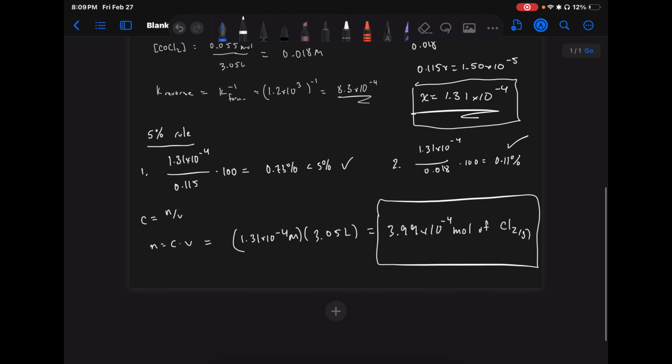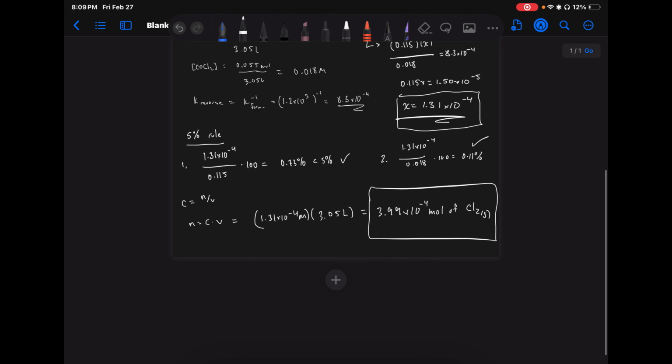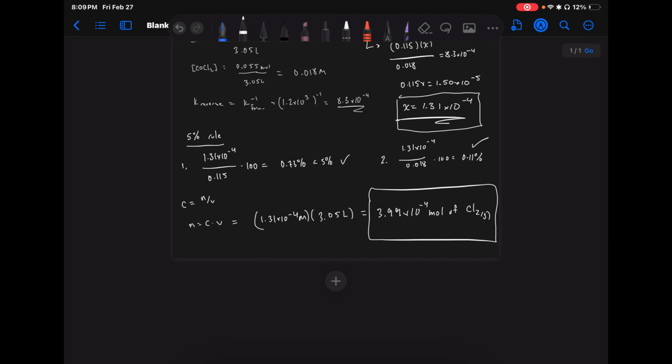Now that I understand acid-base more, this makes more sense to me. So yeah, that's question 1, and I guess we'll just move on to question 2 now.